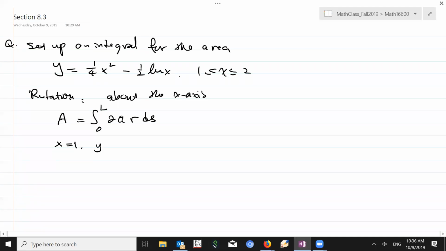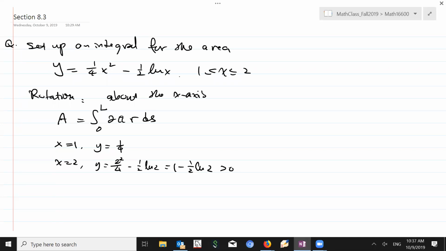When x equals 1, the y value is going to be a quarter. Why? Because when x equals 1, natural log of 1 is 0, so just the first term remains. But when x is 2, you have to estimate, because this is 2 squared over 4 minus 1 half natural log 2, which is 1 minus natural log of square root 2. And clearly, this is a positive number. Why is it a positive number? Who can quickly tell me, without using a calculator?